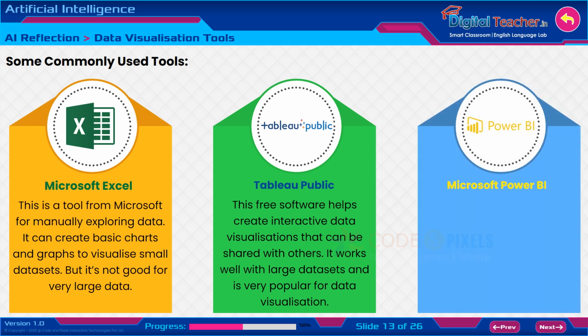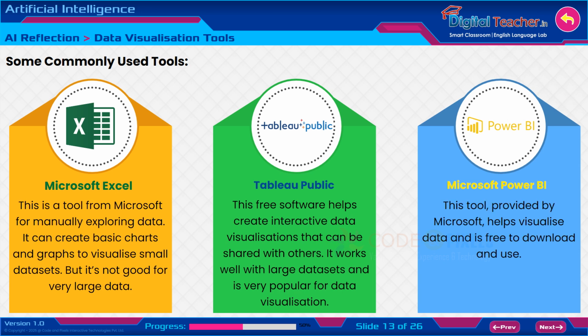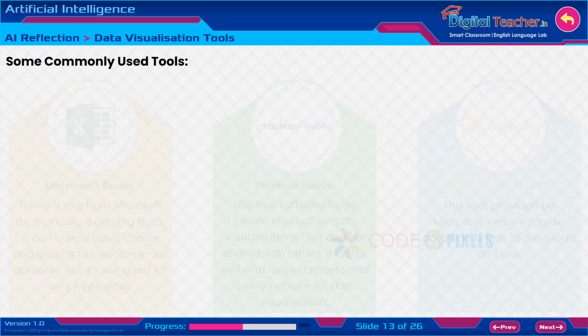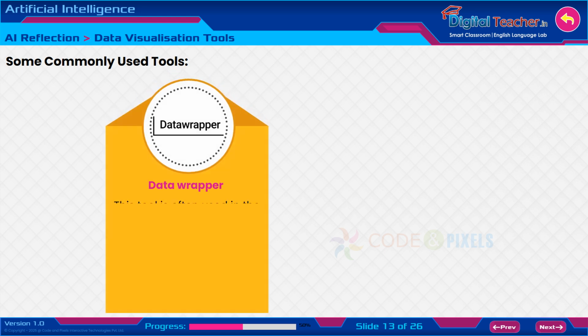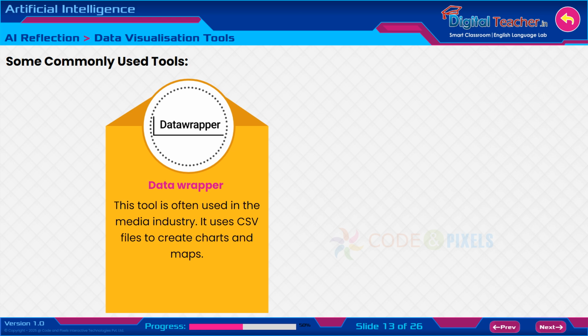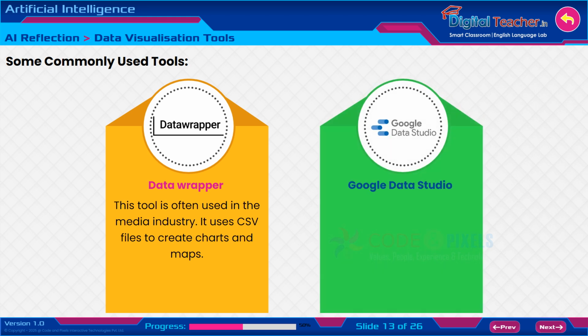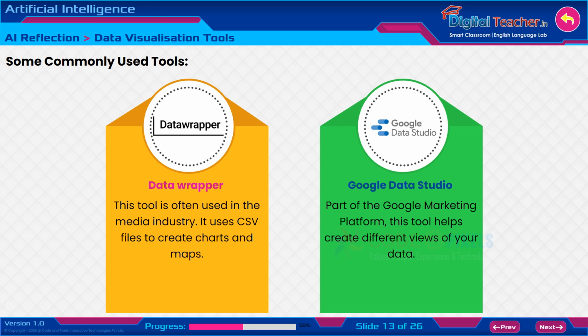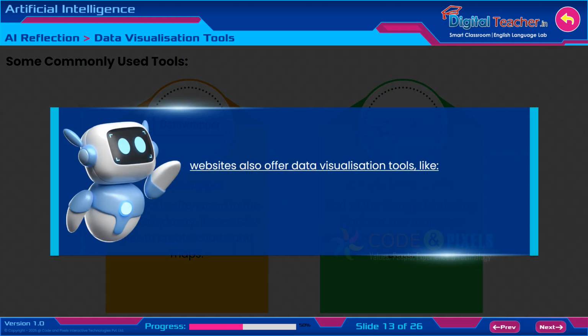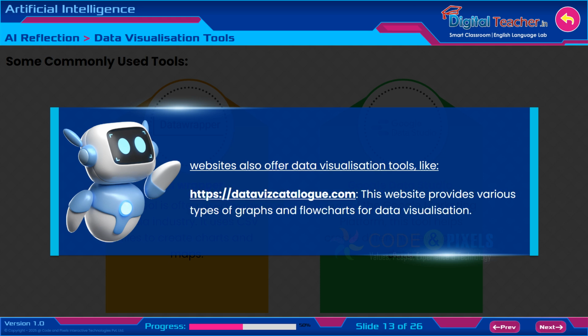Microsoft Power Business Intelligence. This tool, provided by Microsoft, helps visualize data and is free to download and use. Data Wrapper. This tool is often used in the media industry. It uses comma-separated values files to create charts and maps. Google Data Studio. Part of the Google marketing platform, this tool helps create different views of your data. Other websites also offer data visualization tools, like this website provides various types of graphs and flowcharts for data visualization.